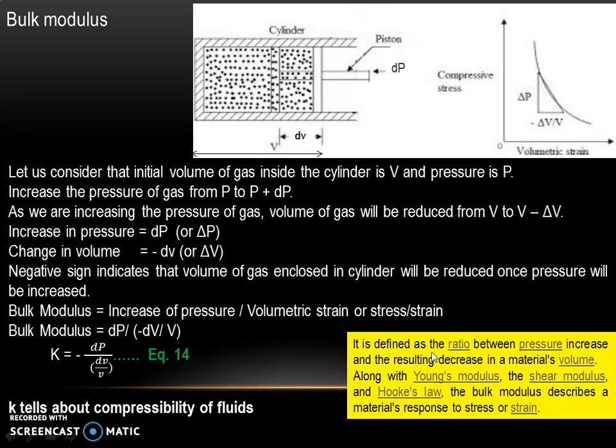So we define bulk modulus as the ratio between pressure increase and the resulting decrease in the material's volume. Along with Young's modulus, that is E, the shear modulus G, and Hooke's law, bulk modulus describes the material's response to stress or strain. And K tells us about the compressibility of the fluids. Whether liquids can be compressed or not can be known by knowing the value of K.